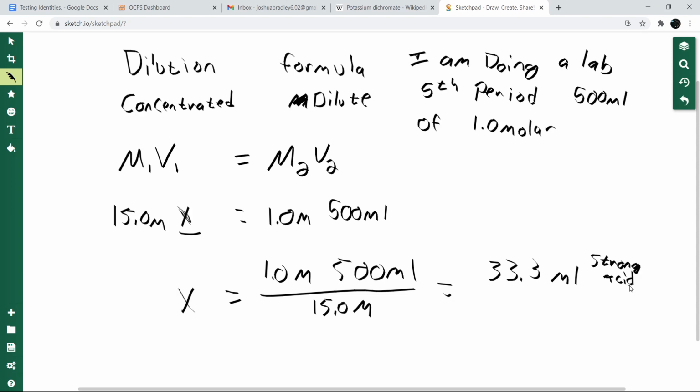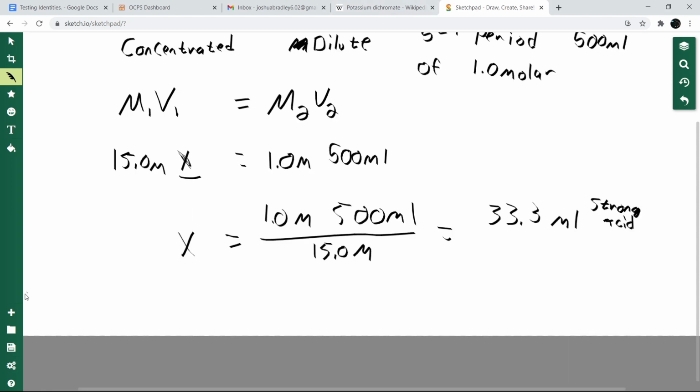Okay. And that's all that we need to do for this particular type of problem. Okay. It's just plugging in the information that we're given, and knowing which one's our strong one and our dilute one. Okay. So let's go ahead and do another practice problem here.